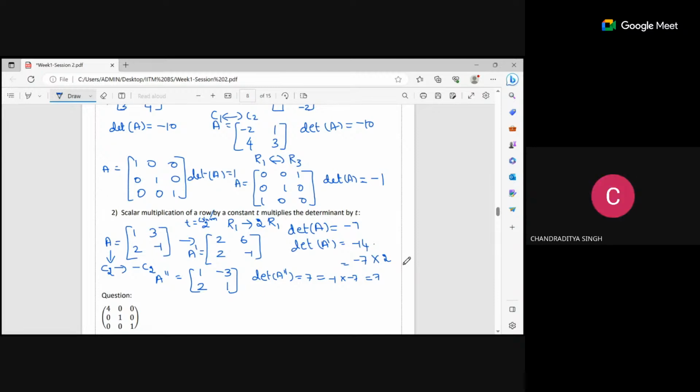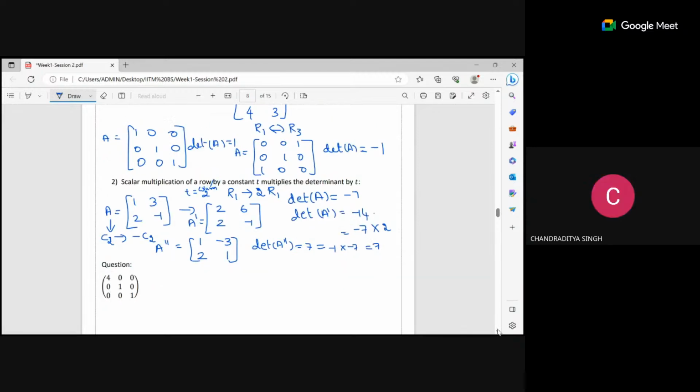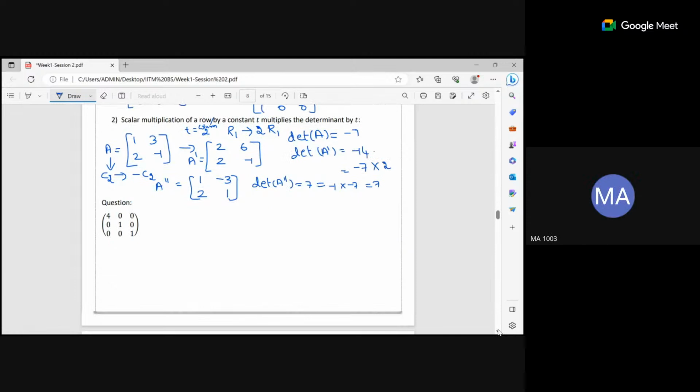If you multiply the whole matrix by a constant, we'll come to that now. Next, that is what we are going to see here. So, what is the determinant of this matrix?